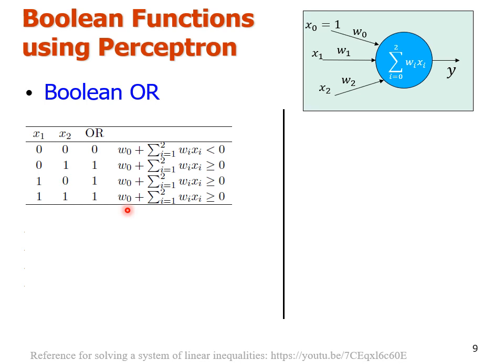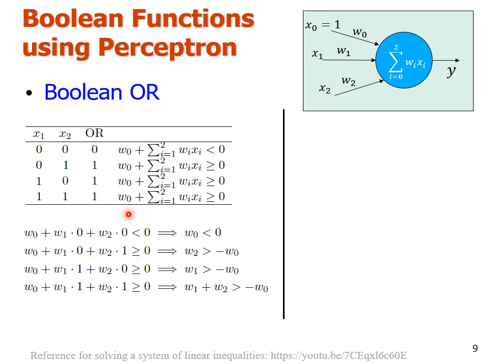In fact, these expressions are depicting linear inequalities. See here, the first expression becomes w0 plus w1 into 0 plus w2 into 0 less than 0. So this implies the inequality w0 less than 0. If we provide the inputs, the second expression becomes w0 plus w1 into 0 plus w2 into 1 greater than or equal to 0. So this implies the inequality w2 greater than or equal to minus w0.